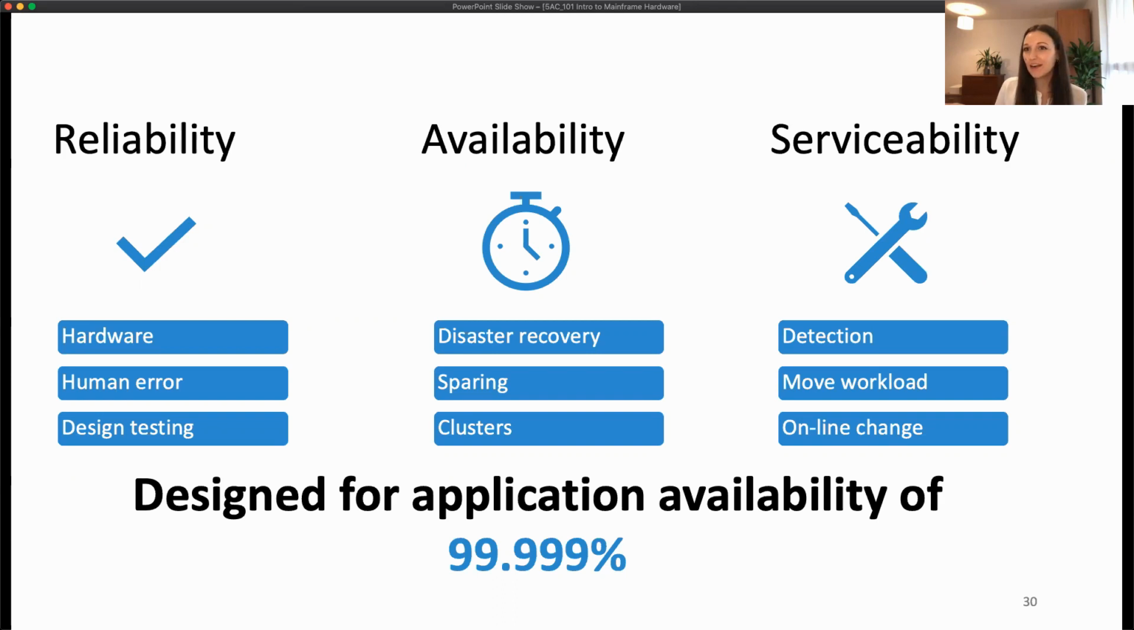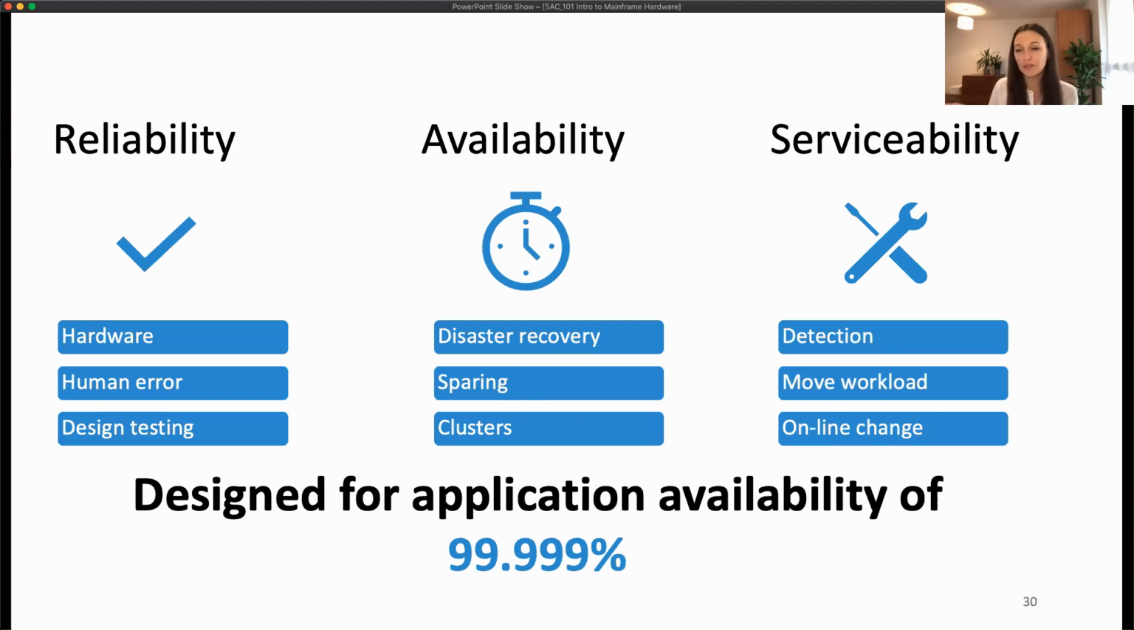So here are a couple of factors which are contributing to RAS. For example, how reliable is my hardware? Is it prone to human error because it's really complicated to handle or it's easy to make mistakes? How available is my system? And what happens in the case of a disaster? What happens if the physical data center goes down? Do I have other machines that can take over? Or is it very complicated to connect that machine to other machines?